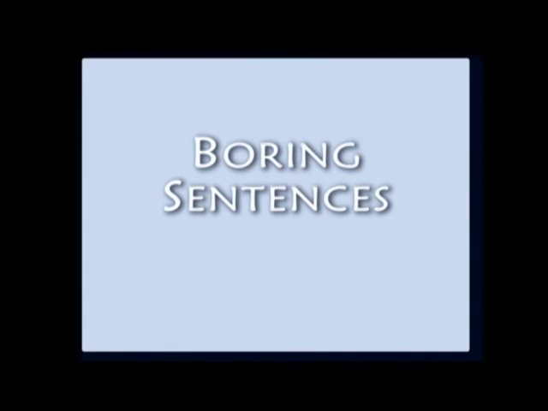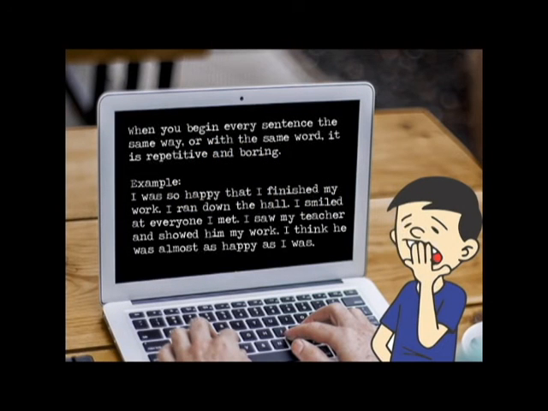Boring sentences. When you begin every sentence the same way, or with the same word, it is repetitive and boring. Your mind hates being bored, so make sure you try different types of sentences and use lots of different vocabulary. For example, these sentences all start with the same word and are all very similar. "I was so happy that I finished my work. I ran down the hall. I smiled at everyone I met. I saw my teacher and showed him my work. I think he was almost as happy as I was."